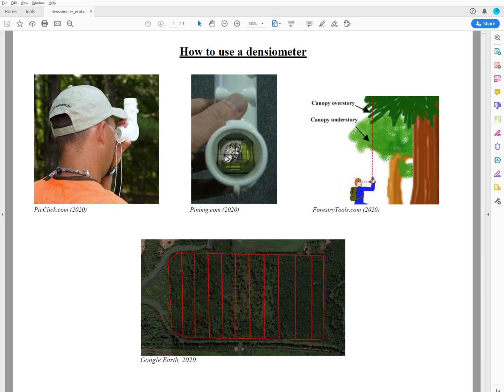In this video, I'm going to show you how to use a densiometer. It's just one tool available to us as ecologists to sample along a transect. So keep in mind, it's a densiometer, not a densitometer.